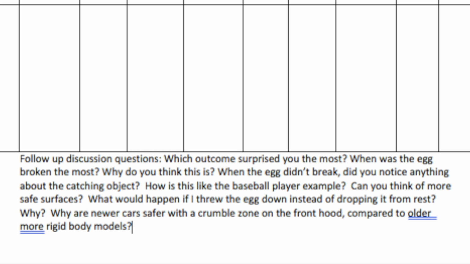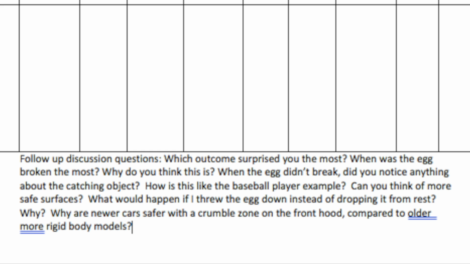When the egg didn't break, did you notice anything about the catching object? Yeah, it kind of absorbs the blow. Like the bed sheet, if you look at it, it cradles the egg on the way down. Unlike the newspaper, it's just rigid and doesn't even move. How is this like the baseball player example? It's softening the blow, increasing the time of the collision, lessening the force.